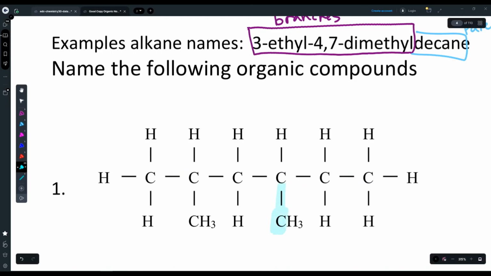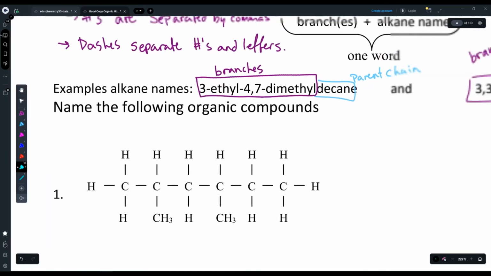Now, last but not least, could I have used this as my parent chain? Well, how many carbons are there? 1, 2, 3, 4, 5. Well, that's not the longest continuous chain, so that means you can't use it. All right, so let's put this down as our parent chain and figure things out.